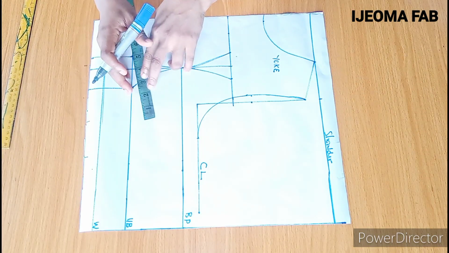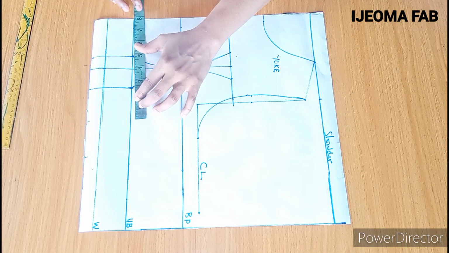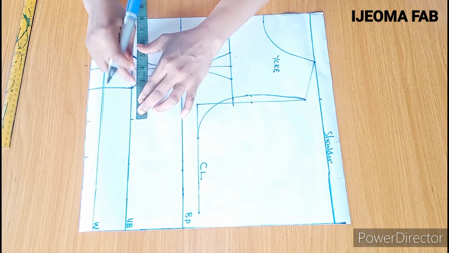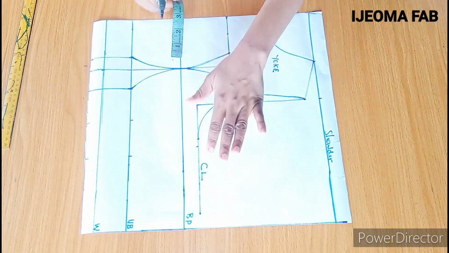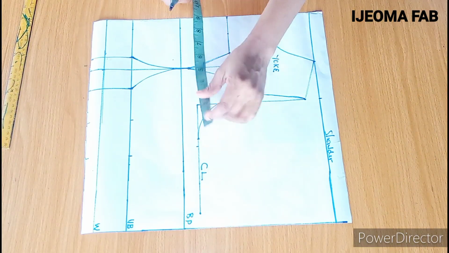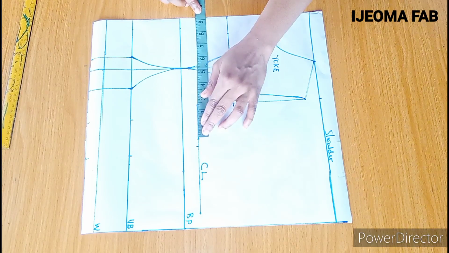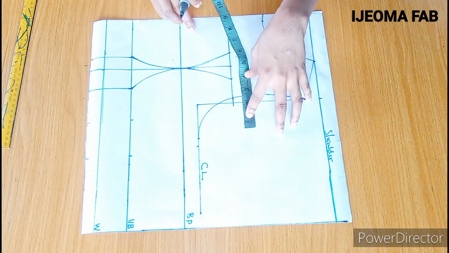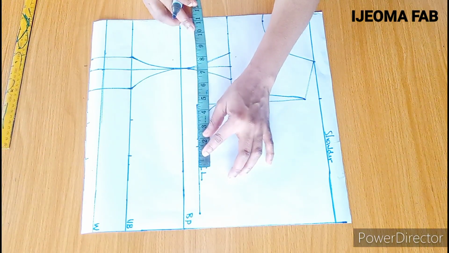2.5 inches. Quarter of the underbust circumference is also 7 3/4. So I'll be marking my 7 3/4 here, and I'll also add this 2.5 inches dart. So on the chest line here, I'm going to impute quarter of the bust circumference. So I already have it marked here, which is 9 1/4. So the next thing I'm going to do now is to impute this 2 inches dart. So I'm going to place 2 inches here after the 9 1/4.